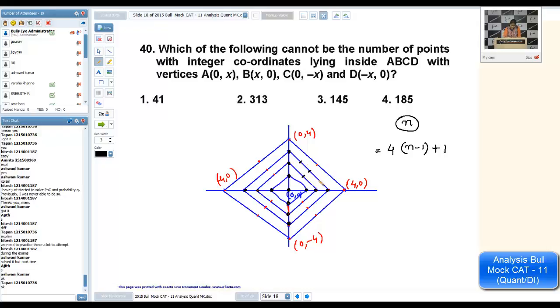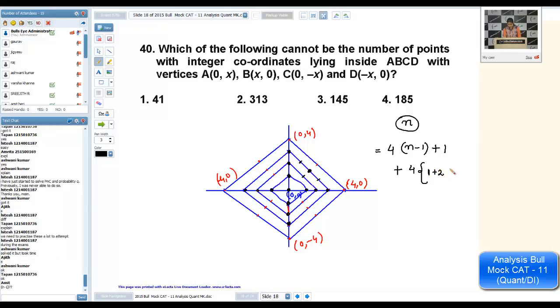Sorry, that was a thing actually. So it should be plus 4 times, once again, 1 plus 2. We will be stopping here. So if I generalize this, it will be n minus 2. Now you can apply the sigma n formula.